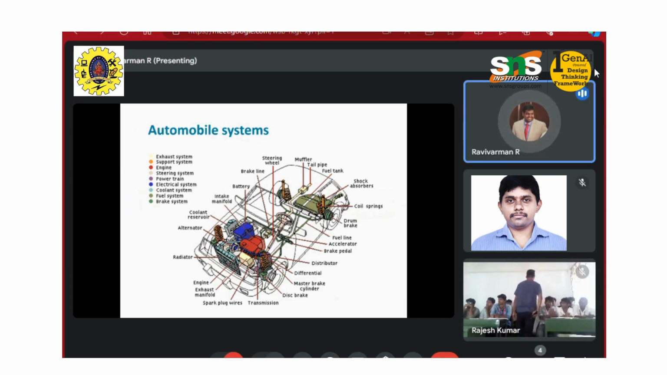Similarly, you have the steering system, the electrical system, coolant system, fuel system, and brake systems. All these systems are integrated. Each R&D team is working on this integrated system to make the development. So you take the drive system, not only the drive system, the entire system is connected, and this is a complete machine.